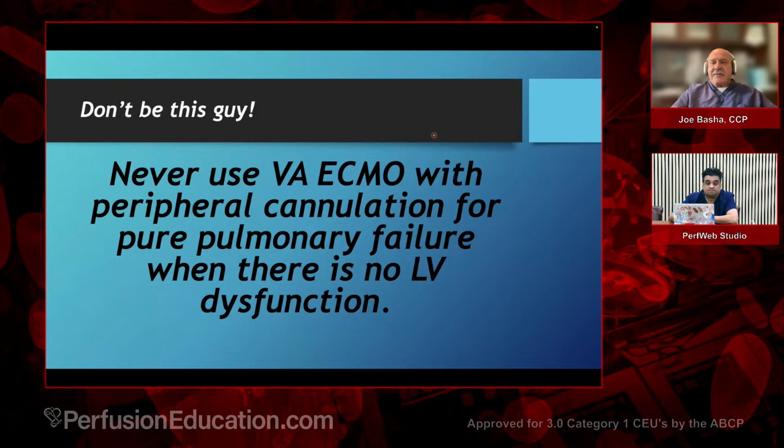Don't be this guy. Never use VA ECMO with peripheral cannulation for pulmonary failure when there is no LV dysfunction. I don't have to say anything else. Don't be that guy.